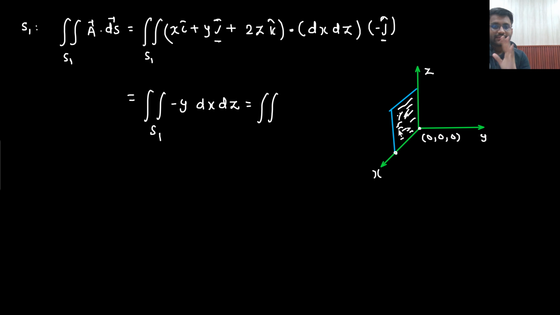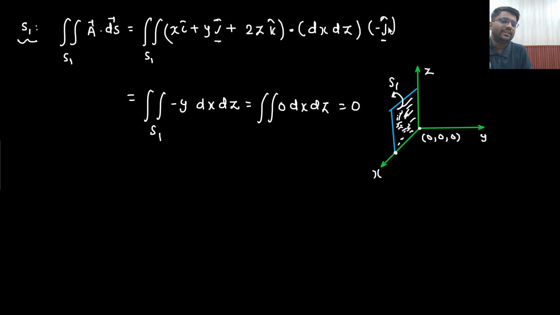You are calculating the surface integral. On this surface, I was thinking that I will put the limits of x and y, but on this surface, what did I get to know? The value of y is 0, no? So 0 dx dz. What is the answer? 0 only. Only for the S1 surface you are calculating. On the S1 surface, the value of y is 0 itself.